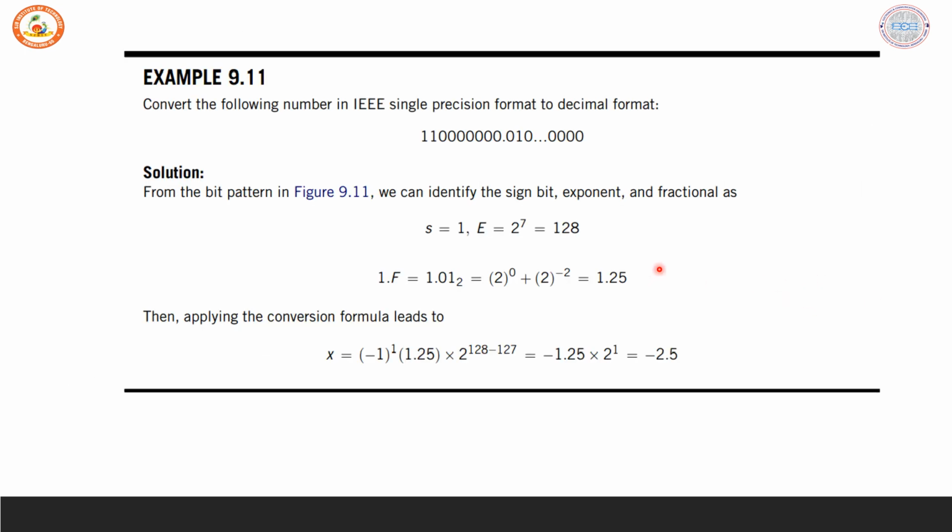Let us consider an example of a number in IEEE single precision format to be changed to decimal format. As we are aware of the bit pattern, we identify the sign bit, the exponent, and the fraction. So the sign bit here is 1, the exponent is 2 raised to 7, which is 128, and the fractional part is 0.01. The decimal number can then be expressed using the conversion formula, and we get the result as minus 2.5.